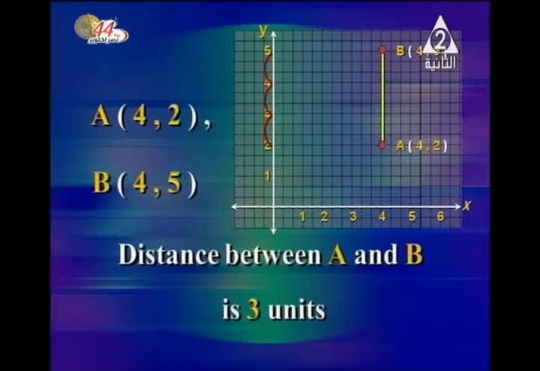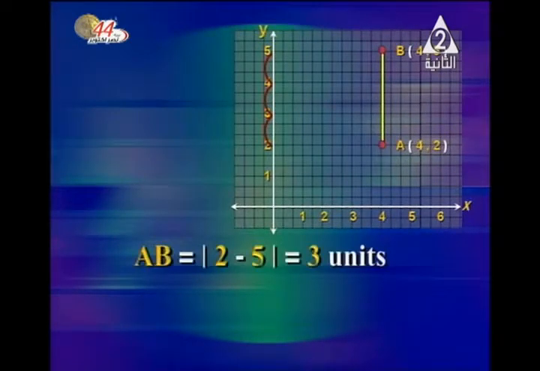And in this case, we can say that AB equals the absolute value of 2 minus 5 to obtain a result of 3 units. In the previous example, you subtracted the x coordinates. In this example, you subtracted the y coordinates. The previous one, the x coordinates, was parallel to the x-axis. So when you subtract the y coordinates, this means that this line will be parallel to the y-axis.